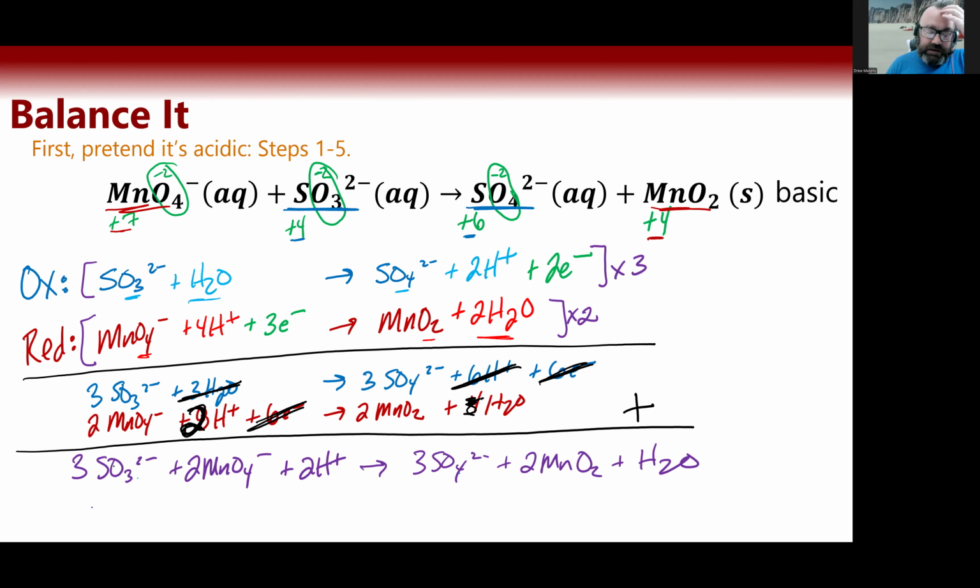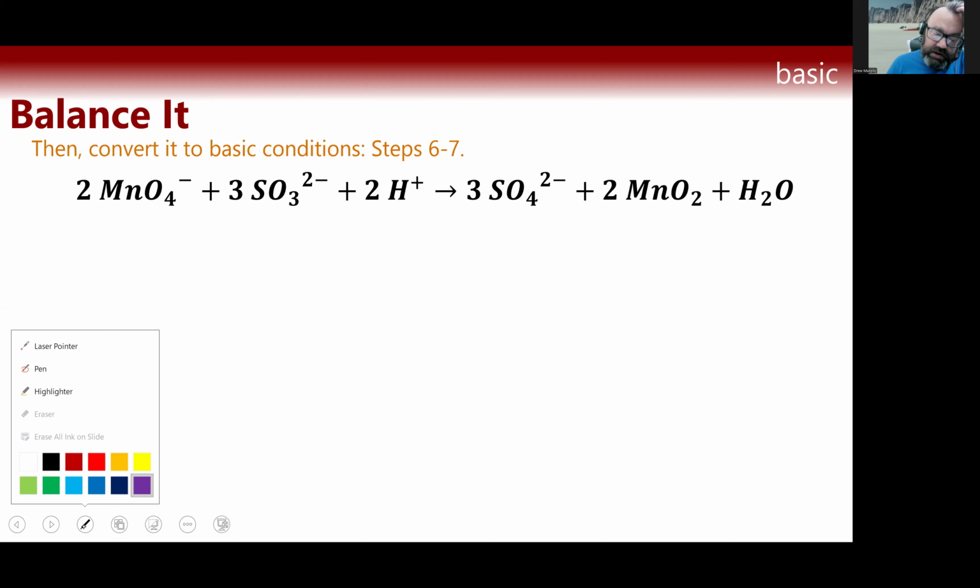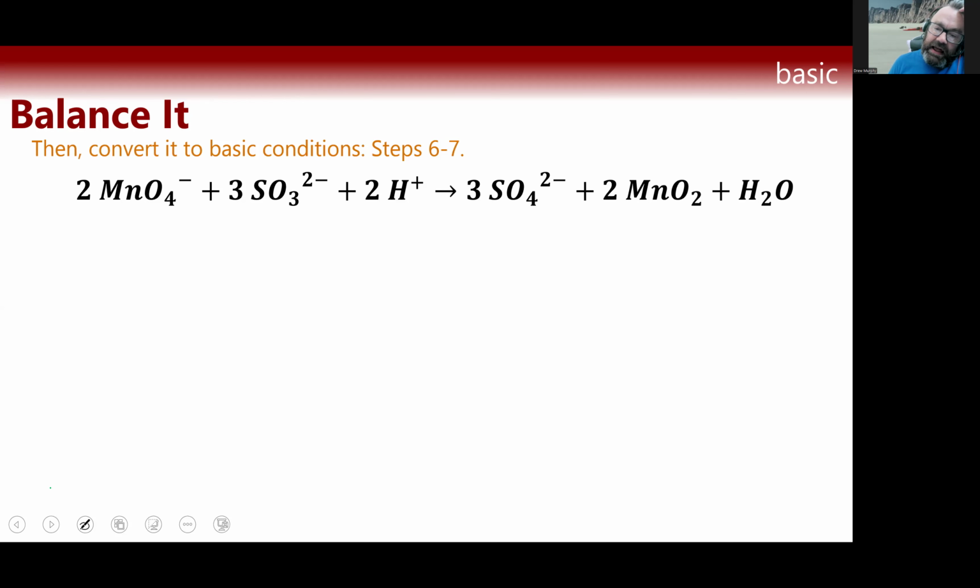And you've seen it a couple of times already, but this is the same reaction. I made it look nice. Now, to make it basic, what we're going to have to do is add OH minus that's equal to H plus. So we have 2H plus. So what we're going to do is add 2OH minus. But we have to add it to both sides.